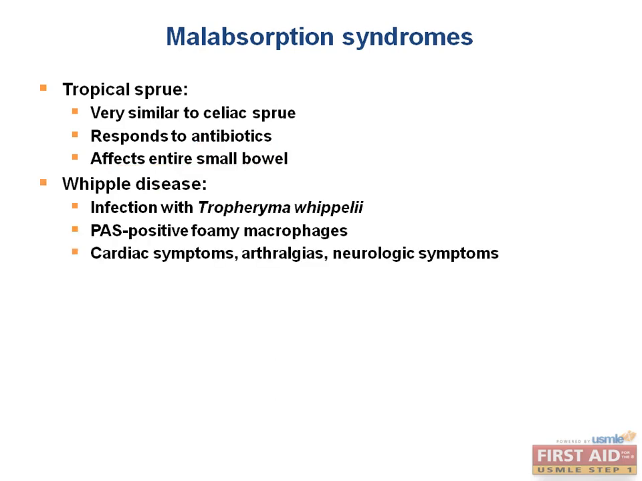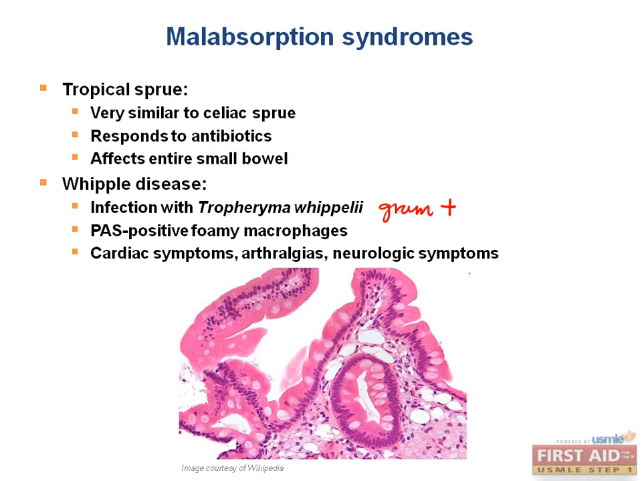Whipple disease is a malabsorption syndrome, typically in older men, that is caused by Tropheryma whipplei. Remembering back to microbiology, is this bacterium gram-positive or gram-negative? It is a gram-positive organism. Biopsy specimens show PAS-positive macrophages in the intestinal lamina propria and in the mesenteric nodes.